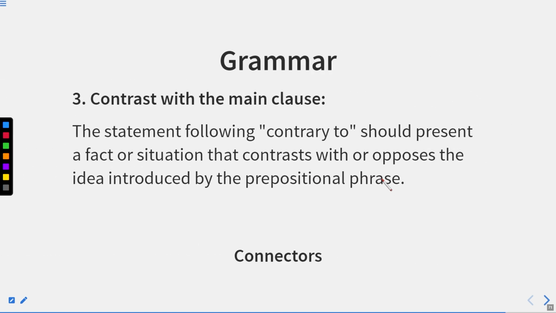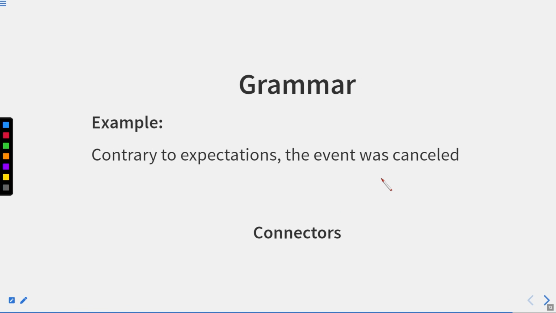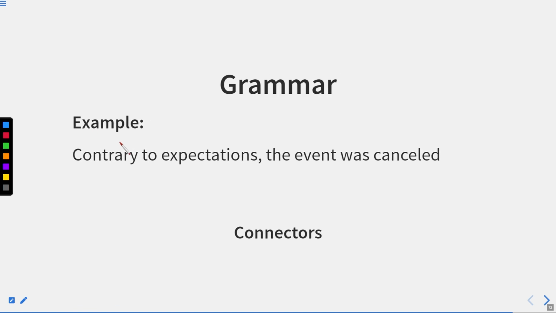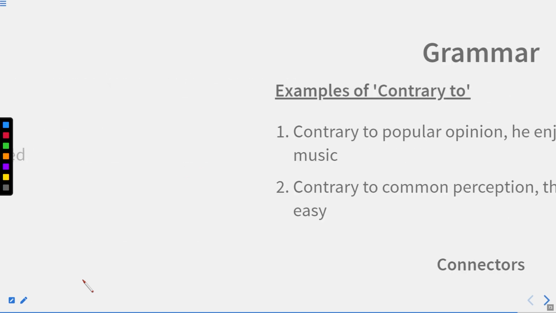Now let us move to the next one. Contrast with the main clause. The statement following contrary to should represent the fact or situation that contrasts with or opposes the idea introduced by the prepositional phrase. Example: contrary to expectations, the event was cancelled. It means the expectations were there that maybe the event would not be cancelled, yet the event was cancelled. So this is the outcome. This is the main clause, where the expectations or the condition given to us is what it is contrary to.